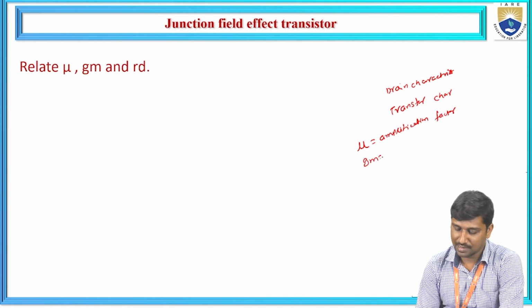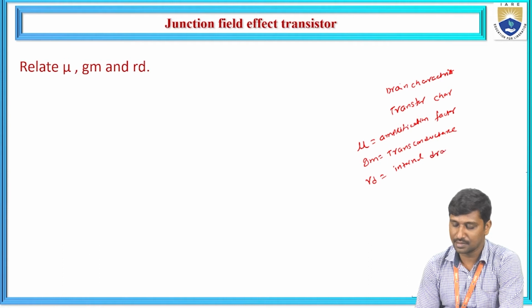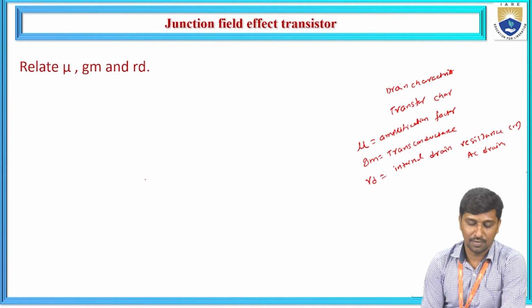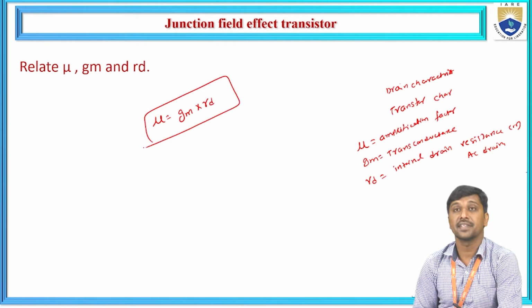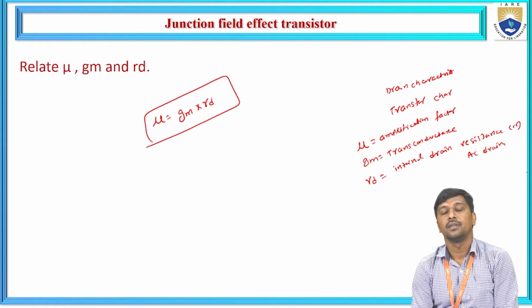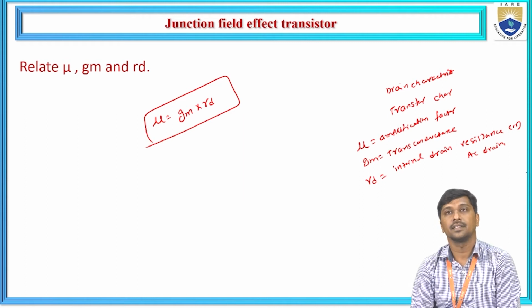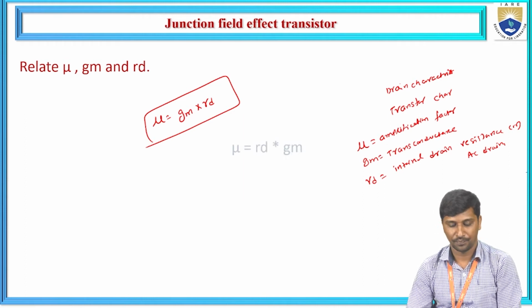and Gm is the transconductance, and small r is the internal drain resistance, and it is also called the AC drain resistance. So based on that, we have a relation, that is mu is equal to Gm times rd. So the amplification factor is equal to the transconductance multiplied with the internal drain resistance.